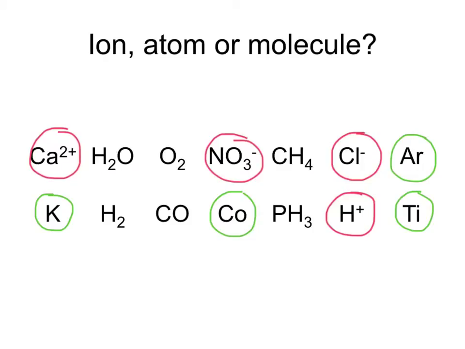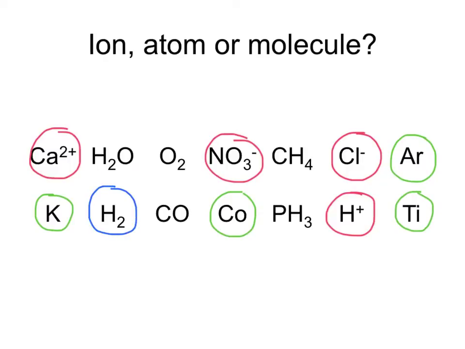Now you can recognize the symbol for an element because it only has one capital letter. Symbols for elements either have just a capital letter or a capital letter and a small letter after it. Next, there are some here which are an element but in the form of a molecule.